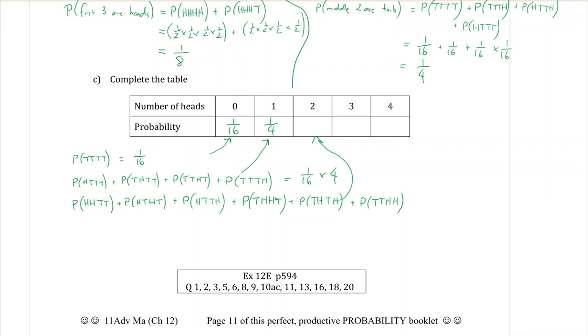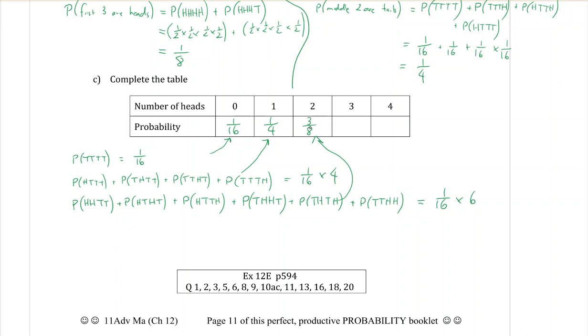1, 2, 3, 4, 5, 6. There is 6 of them. Do you see? If you do it in a systematic way, like I just did there, where you're just moving one head down the line, then you're moving the second one down so that you don't miss any of the possibilities, there are 6 different branches. So that is a 1 out of 16 chance for each one of the branches, and times that by 6, which means the probability of getting 2 heads is a 3 out of 8.